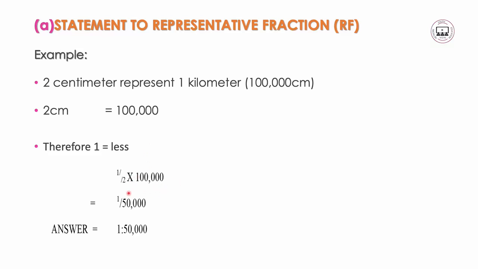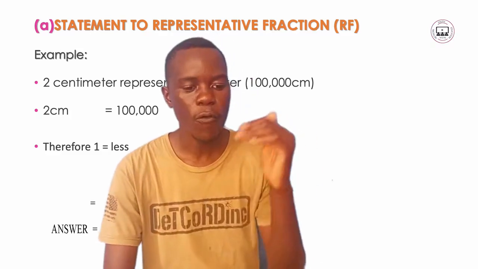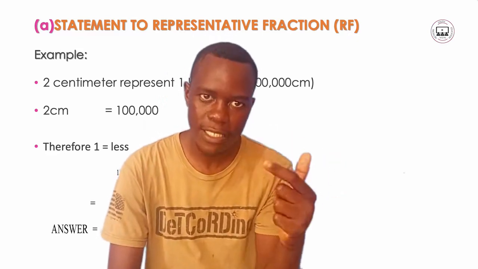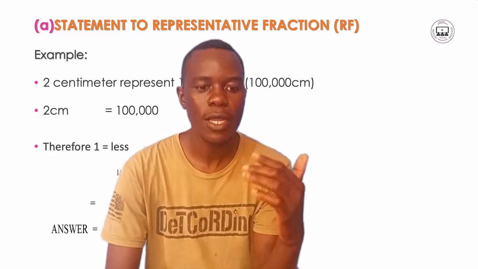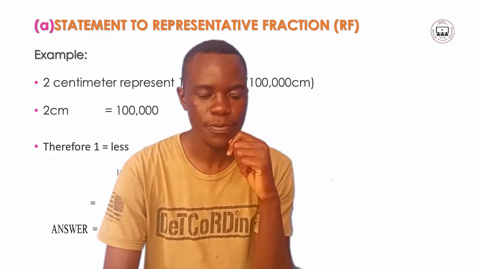Here you do some simple calculations, as you can see. You will just divide 100,000 by 2. So what do you have? You have 1 over 50,000. This is a representative fraction. In other words, this can also be represented as 1 to 50,000. So you have converted that statement scale into a representative fraction.